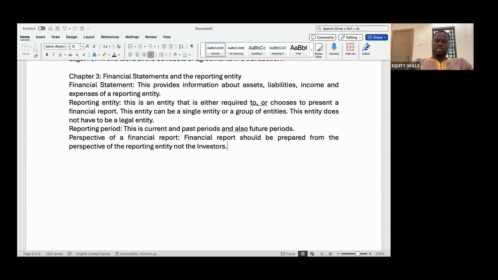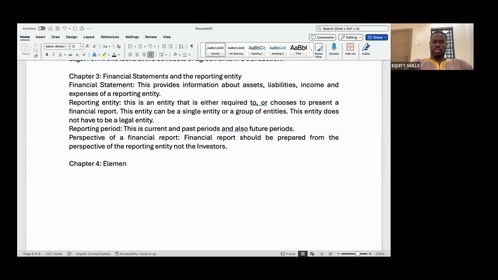So a financial report is reporting the economic activities of an entity, not trying to please an investor. All we are just doing is saying, this is our asset, this is our income, this is our expense. That's all we're doing. That's the perspective. We look at the reporting entity, nothing else majorly. So that's chapter 3.